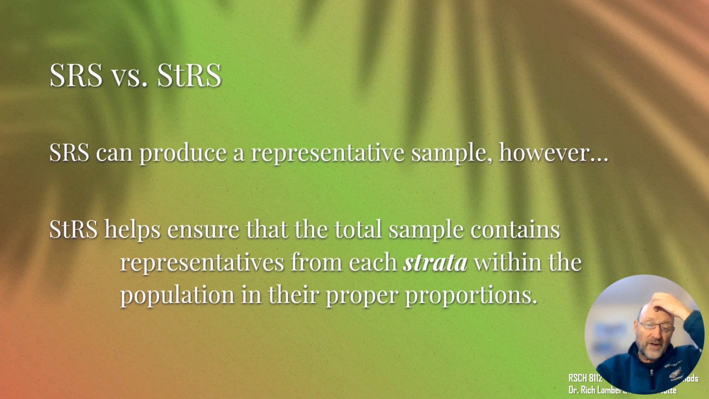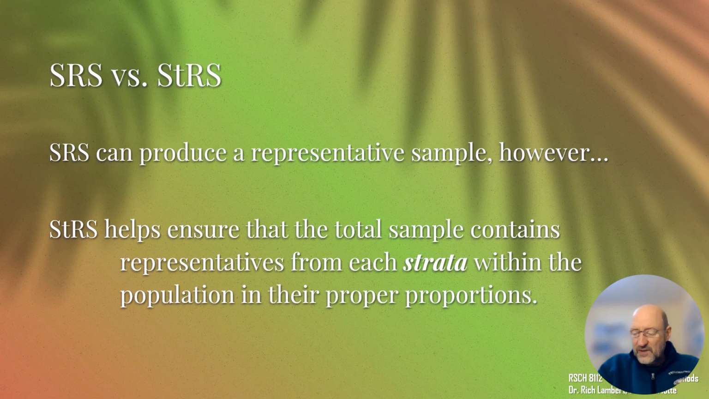So let's talk about the differences between the two before we move on, just to kind of review. Simple random sampling can produce a very representative sample. It'd be great. However, stratified random sampling helps ensure that the total sample contains representatives from each strata within the population and in their proper proportions, if you're using what's called proportional allocation. So you see the difference there?